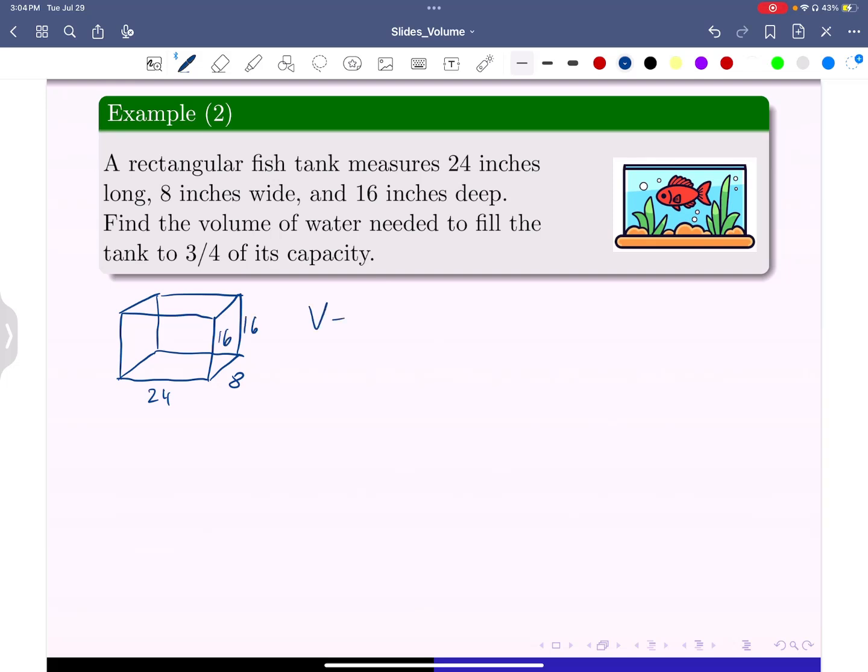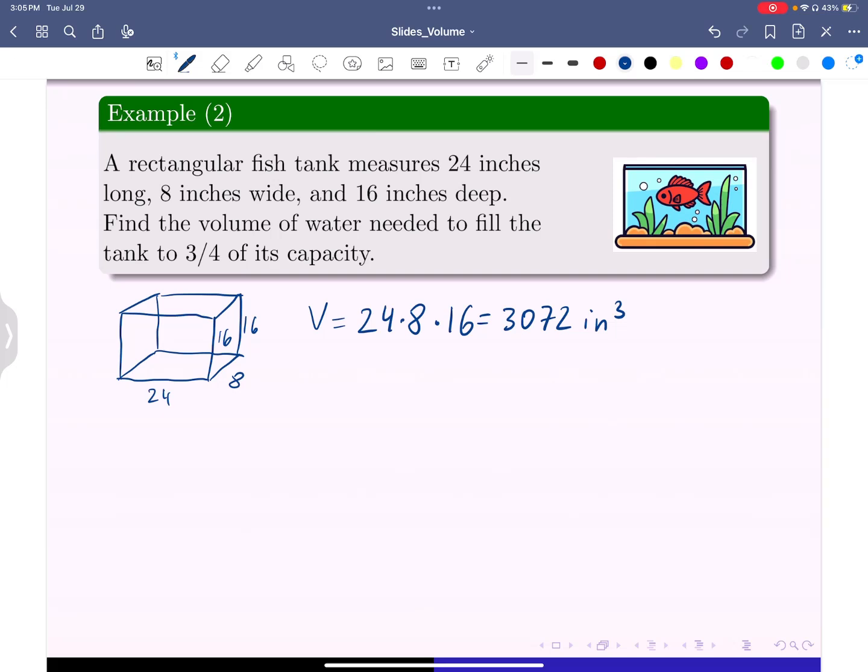So the volume would be the area of the base, which is a rectangle, 24 times 8, and then times the height, times 16. And that gives me 3072 inches cubed.